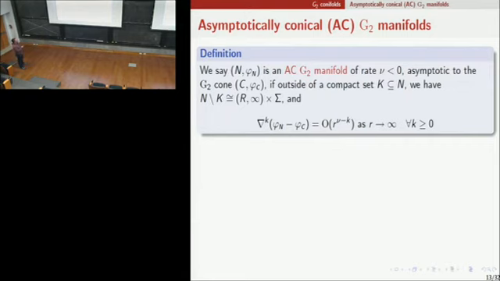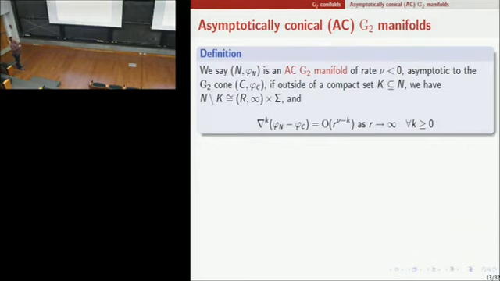So we have a 7-manifold N with a G2 structure phi_N, and N is an asymptotically conical G2 manifold of rate nu, where nu is some negative real number, asymptotic to the G2 cone C with G2 structure phi_C. So the data is a 7-manifold with a torsion-free G2 structure, a particular cone at infinity, and a particular rate. The definition is: outside of some compact set, our 7-manifold is diffeomorphic to a neighborhood of infinity of the cone.